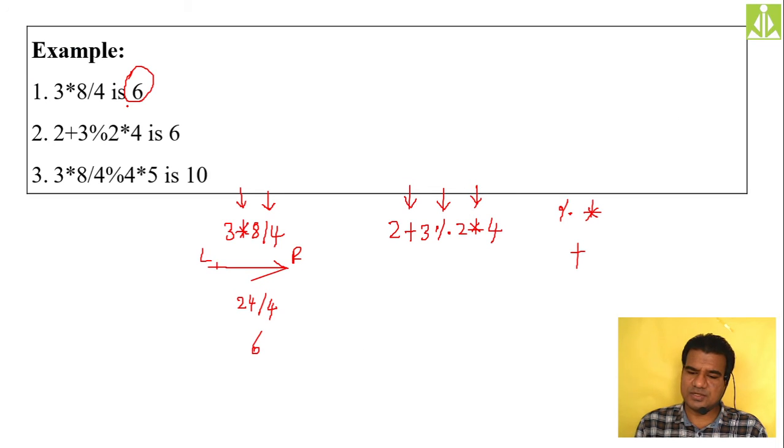Which among these has the highest precedence? These 2 have the highest precedence, so we need to evaluate them first. Multiplication and modulo division have the highest precedence, so we evaluate them first and then the addition.